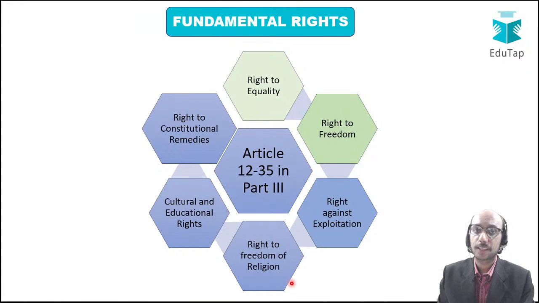Now what we have done is that Articles 12 to 35 cover 6 types of fundamental rights. There is right to equality, right to freedom, right against exploitation, right to freedom of religion, cultural and educational rights, and right to constitutional remedies.